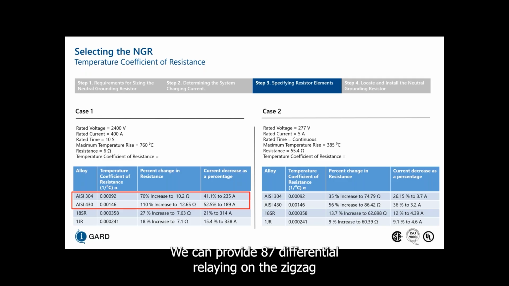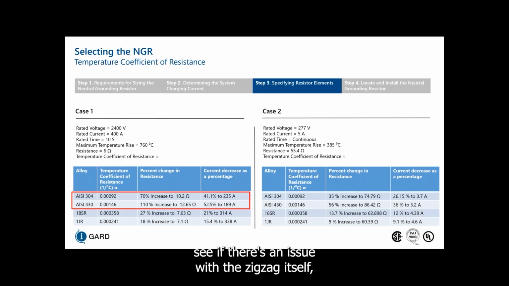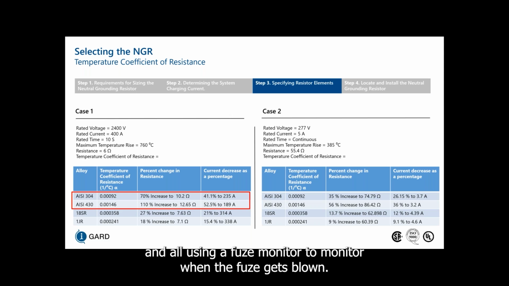We can provide 87G differential relaying on the zigzag through the use of monitoring the three phases as well as the neutral incoming and outgoing current to see if there's an issue with the zigzag itself, if one of the legs is faulted or anything like that. Other customers, to satisfy section 26, have been using overcurrent as well as loss of phase protection through blown fuses, and also using a fuse monitor to monitor when the fuse gets blown.